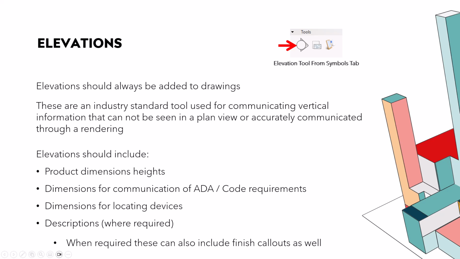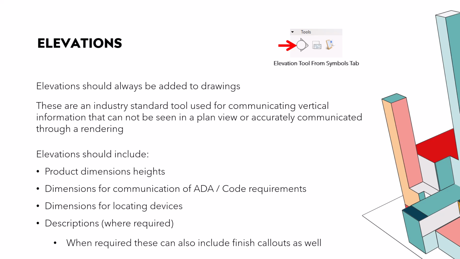Elevations, these should always be on your drawings too. Again, these are industry standard tools used for communicating vertical information that cannot be seen in plan view or accurately communicated through a rendering. On your elevations, you want to make sure to include product dimension heights, dimensions for communicating any code requirements or ADA, locating devices. Descriptions can also be added where required.